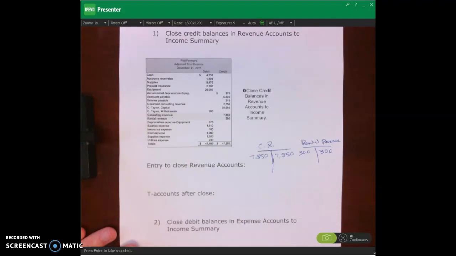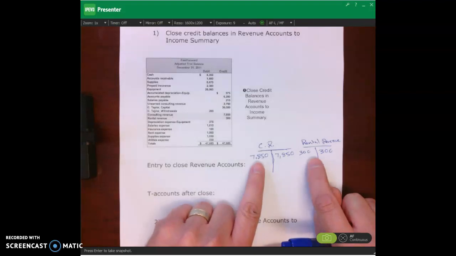So we know that we will debit consulting revenue and debit rental revenue. Now, we know about journal entries that your total debits have to equal your total credits. And right now, we have a debit to consulting revenue and a debit to rental revenue. So we have to credit something. And what do we credit?